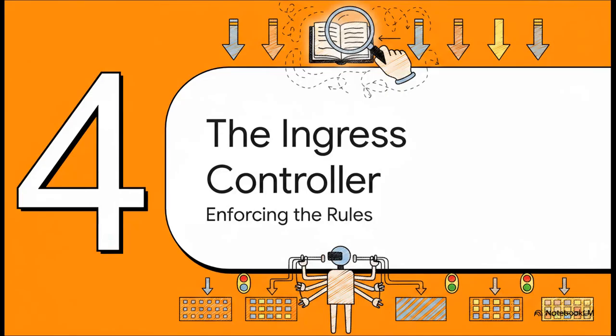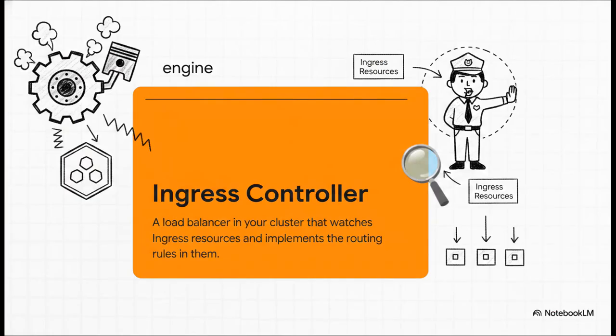Okay, so if the ingress resource is just the map, just the set of rules, then who's actually reading the map and directing the traffic? Great question. That brings us to the second and very active part of the solution, the ingress controller. The ingress controller. This is the brains of the operation. It's the engine that makes the whole thing go. It's an actual piece of software, usually just another pod running inside your cluster, and its only job is to constantly watch for any ingress resources you create or change. The second it sees a new rule, it instantly reconfigures itself to start enforcing that rule. It's the traffic cop that actually looks at your map and brings it to life.